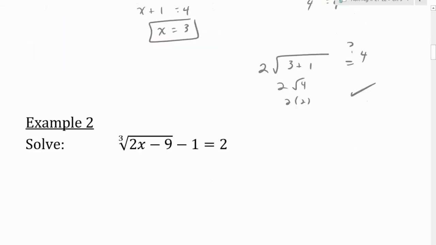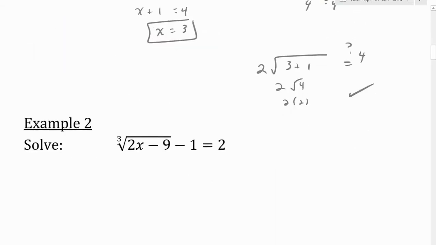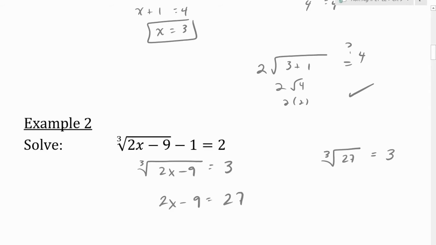Okay. Next one, now this one's got a cube root in it. So still, it's easier to think about if you isolate the radical. So if we get this cube root over here by itself, and then I'm saying, what do I take the cube root of to get 3? Well, it'd have to be a 27. So what's got to be under there? That 2x minus 9 has to equal 27.